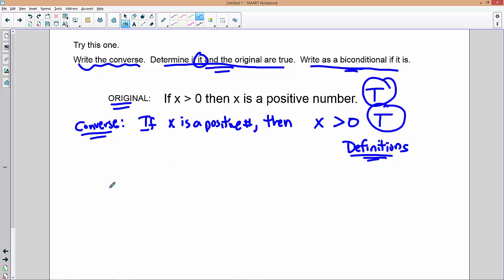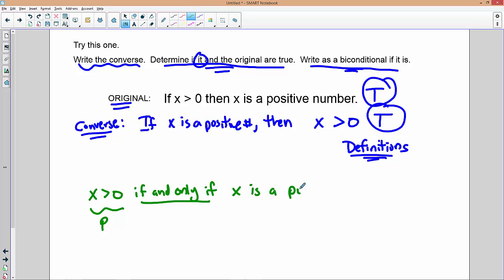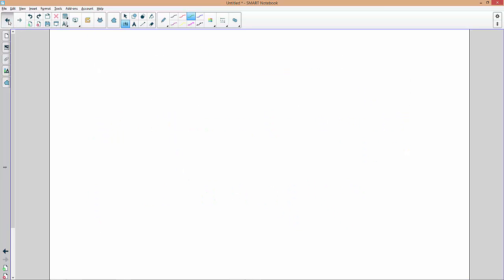So we're going to rewrite it in the if and only if format. We write the P. Notice there's no if. x is greater than 0. Now we write if and only if. We put it in the middle. Here's P, this is my if and only if statement, and then Q. x is a positive number. I'm just going to write the number symbol for speed. Okay, and here is my Q. And I think that's all the problems.